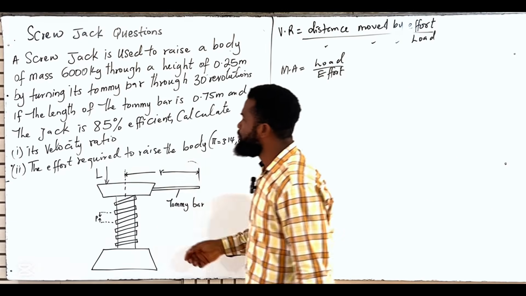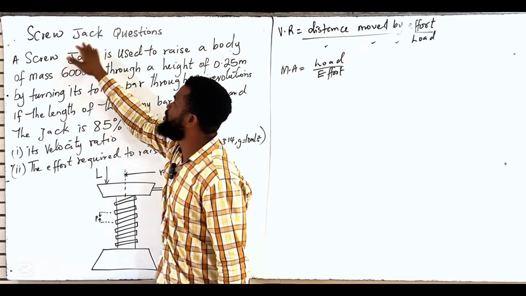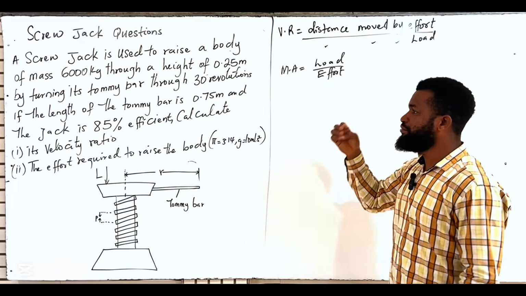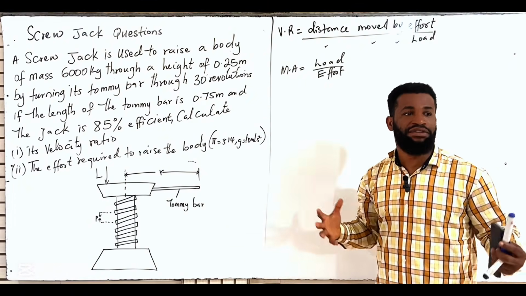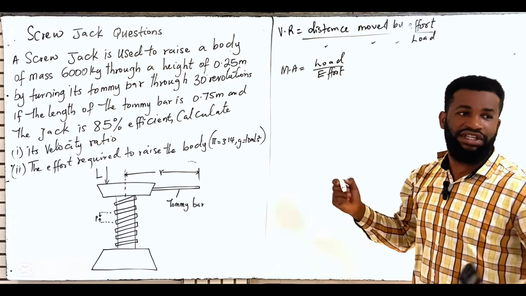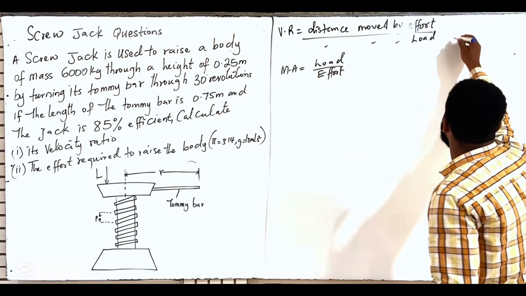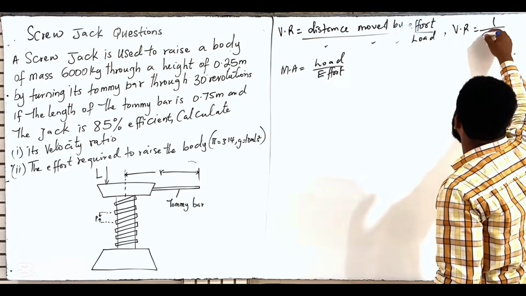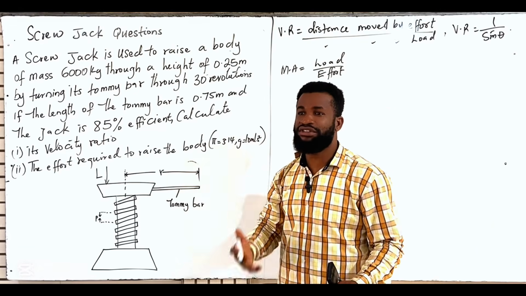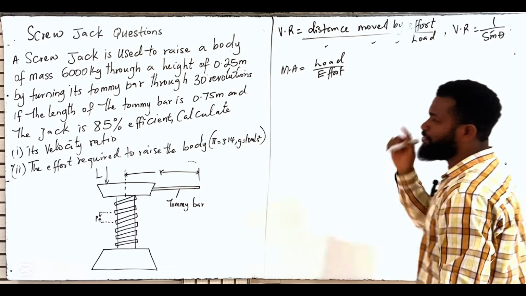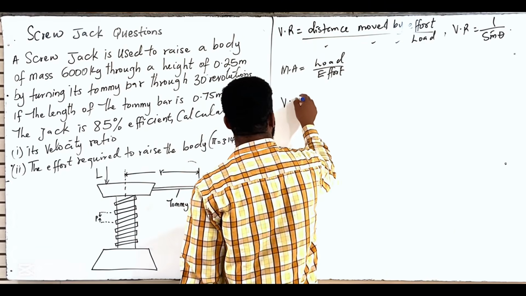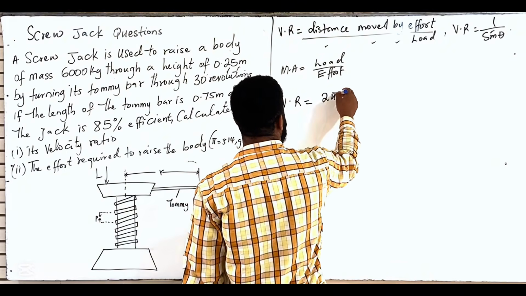Now, velocity ratio for a screw jack is different from velocity ratio of an inclined plane. Velocity ratio of different machines are different and they have different formulas, but this is the general formula for all velocity ratios. For example, if it's an inclined plane, velocity ratio is 1 over sine theta. Different machines give you different velocity ratios. But for a jack or a screw jack, velocity ratio is given as 2 pi r over p.